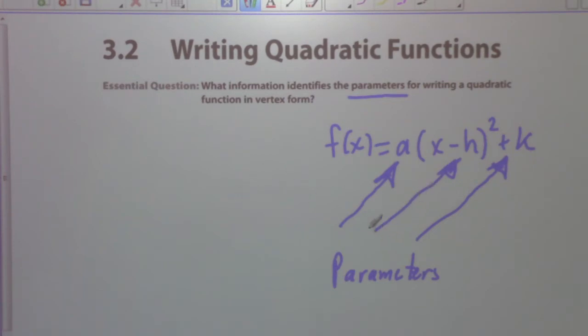Very good, gentlemen. What about h? What does h do? I think it's left. Yeah, the h will shift left or right, and the k will do what? Shift up or down. So those are your parameters, so that's what we're looking at.